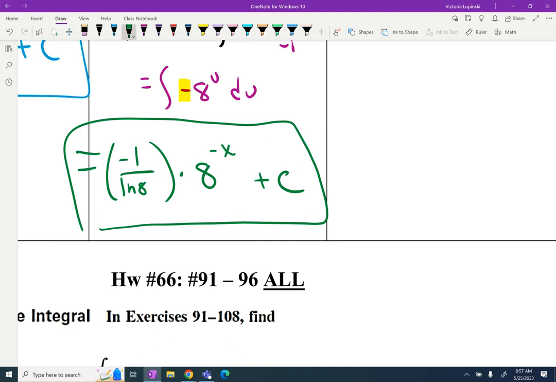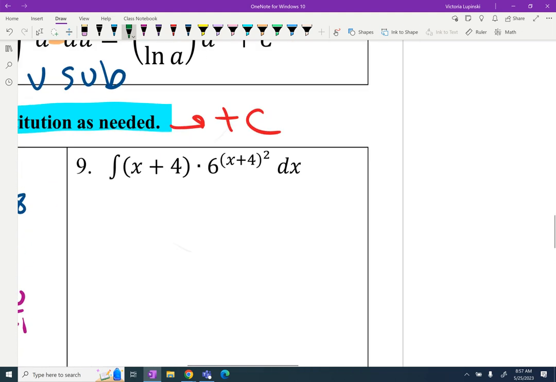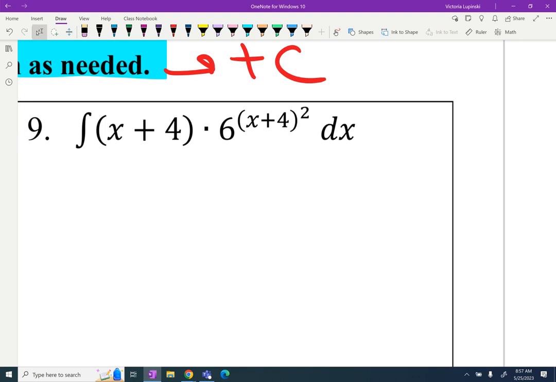Questions? I appreciate you hanging in there. And again, our last problem of the day, week, year is 9. So the integration of x plus 4 times 6 to the x plus 4 squared. This is the first term. This is the second term. If there are 2 terms, you're going to pick u as the more complicated piece, the furthest inside you can go, which would make this your u right here. So your final substitution, u equals x plus 4 squared.